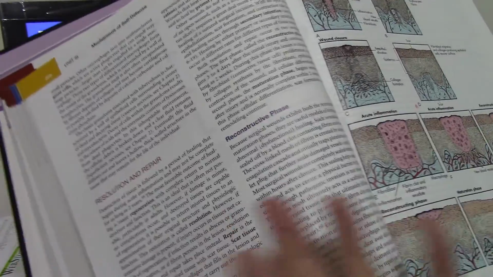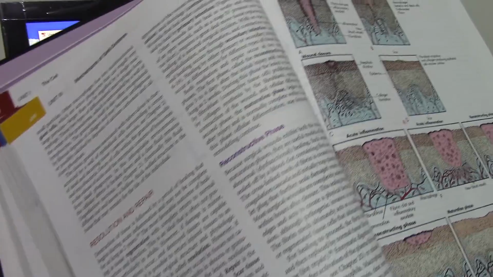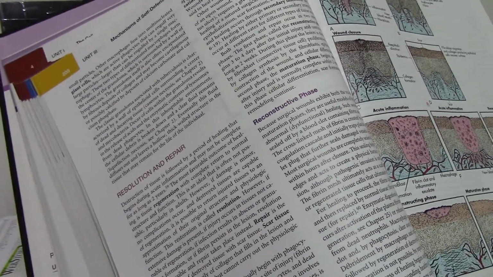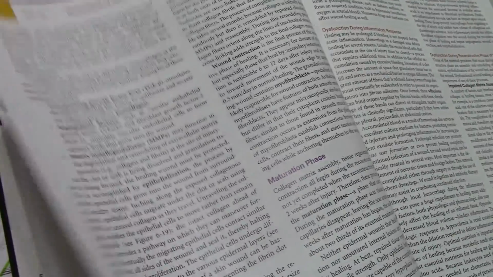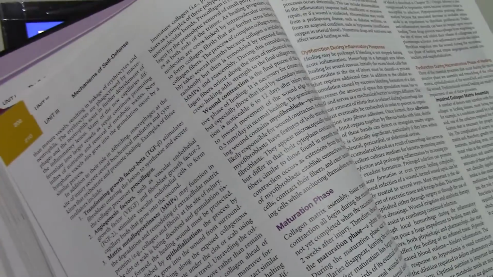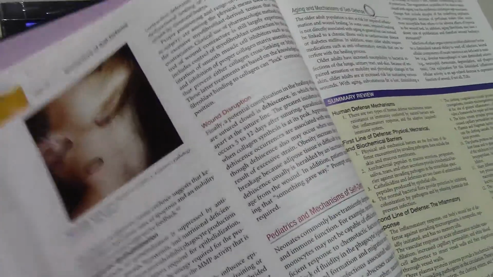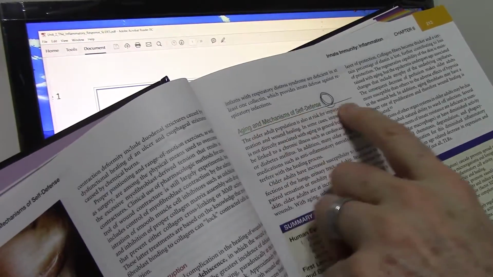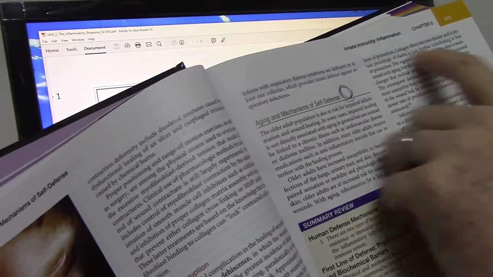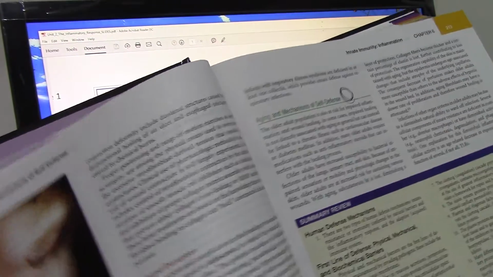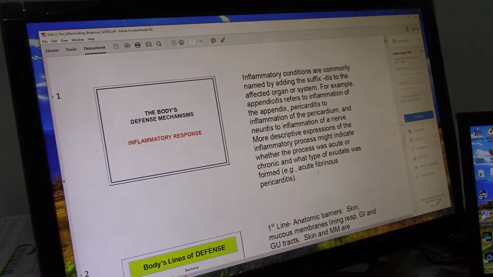A good example of a disease like that would be rheumatoid arthritis, for example. We need to know what occurs to the body during that process. And then the rest of the chapter talks about the healing process. And then last but not least, here you have something about aging, some of the differences in older adults. That is on your study guide.